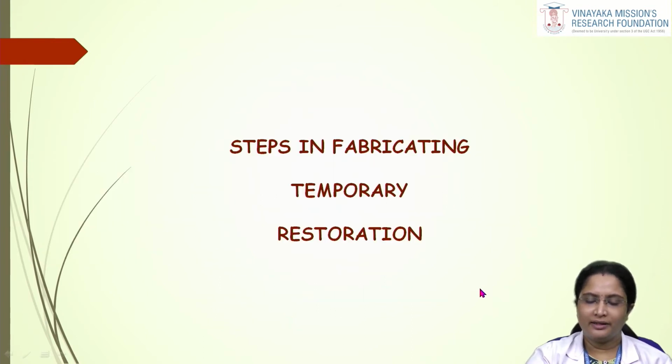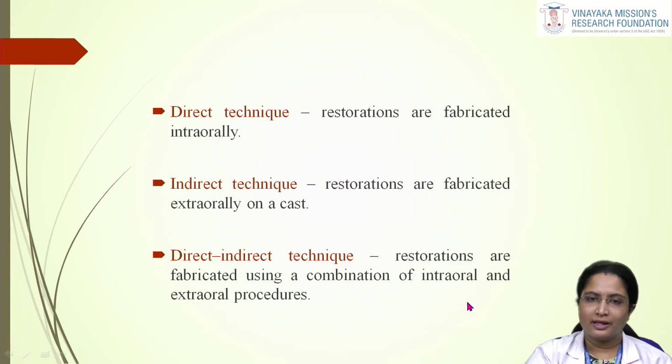Steps in fabricating temporary restoration. There are three techniques: direct technique, indirect technique, and a combination of both the direct and indirect technique. In the direct technique, the restorations will be fabricated directly in the patient's mouth. In the indirect technique, you will be fabricating the restoration on the cast and then placing it in the patient's mouth, checking the fit and cementing it. Next is the direct-indirect technique. In this technique, the restorations are fabricated using a combination of the above two techniques.